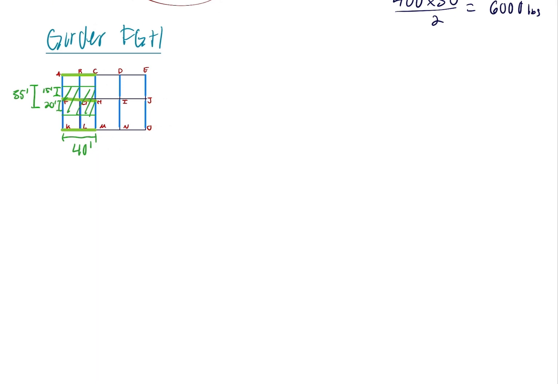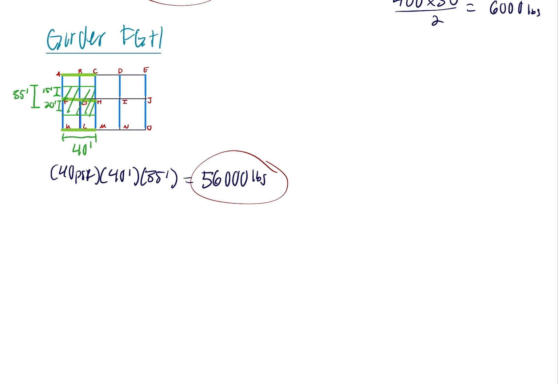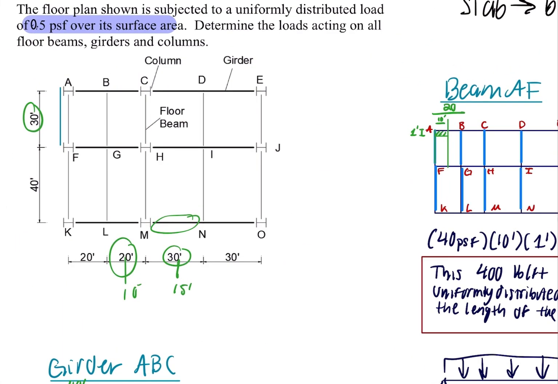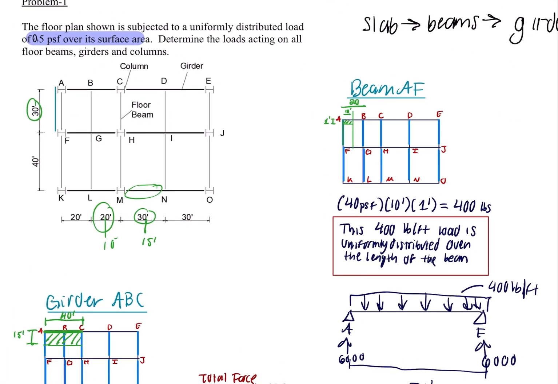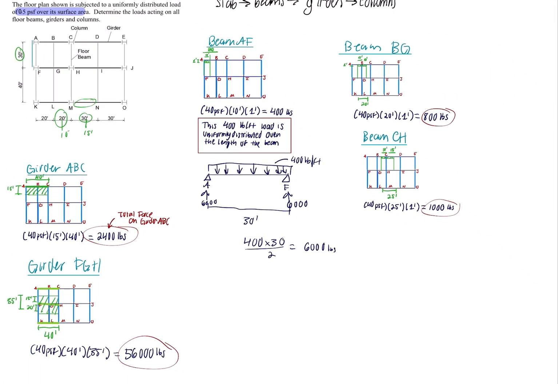So we will now calculate the total force on the girder, which will be 40 pounds per square foot times 40 feet times 35 feet. This will give us 56,000 pounds. And this is the total force on girder FGH. The same can be done for girder KLM, girder CDE, girder HIJ, and girder MNO. So after we have calculated all of the girders, we can now move on to the columns.